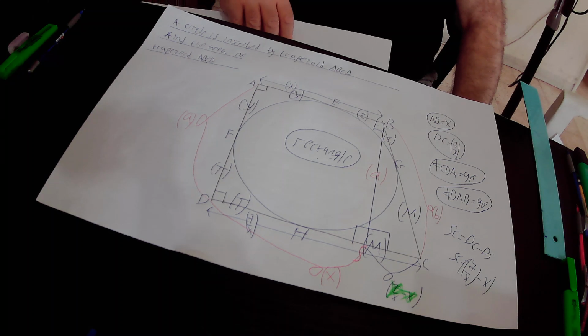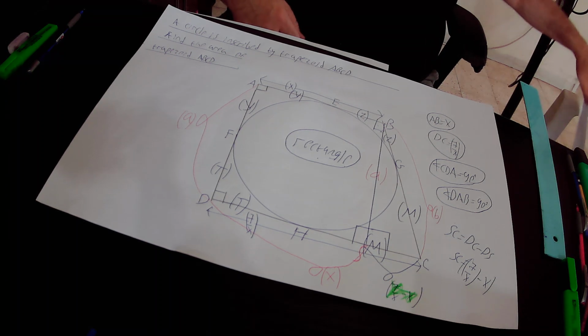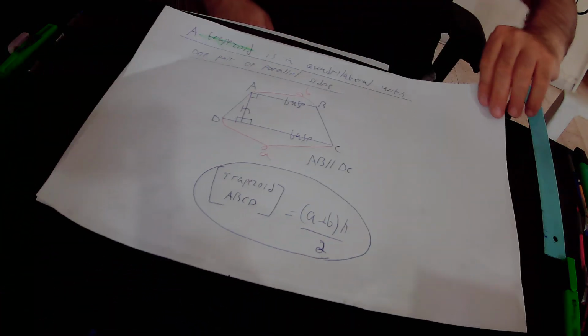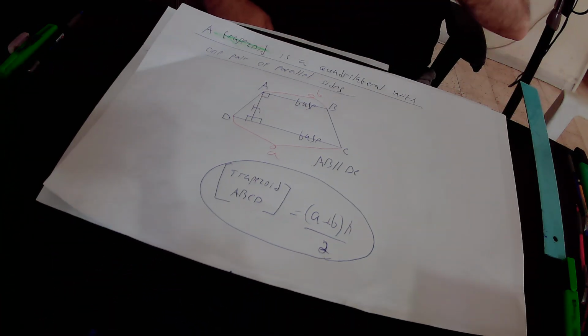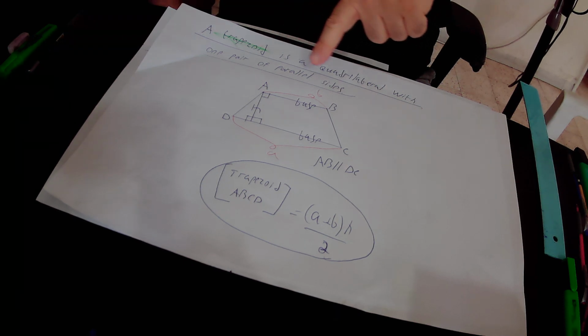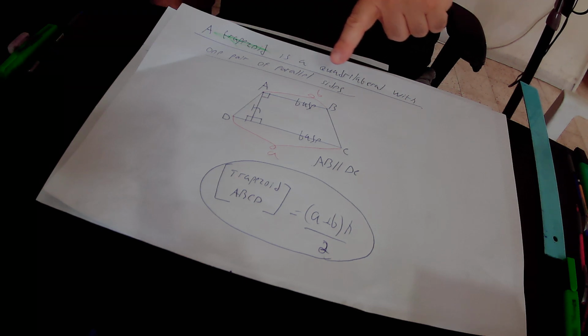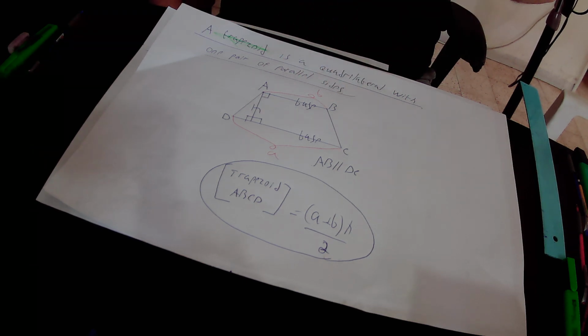So, first of all, what is a trapezoid? A trapezoid is a quadrilateral with one pair of parallel sides. Here we have quadrilateral ABCD, and because side AB is parallel to side DC, this quadrilateral ABCD is defined as a trapezoid. And the parallel sides are defined as the bases of this trapezoid. So AB is the first base and DC is the second base.